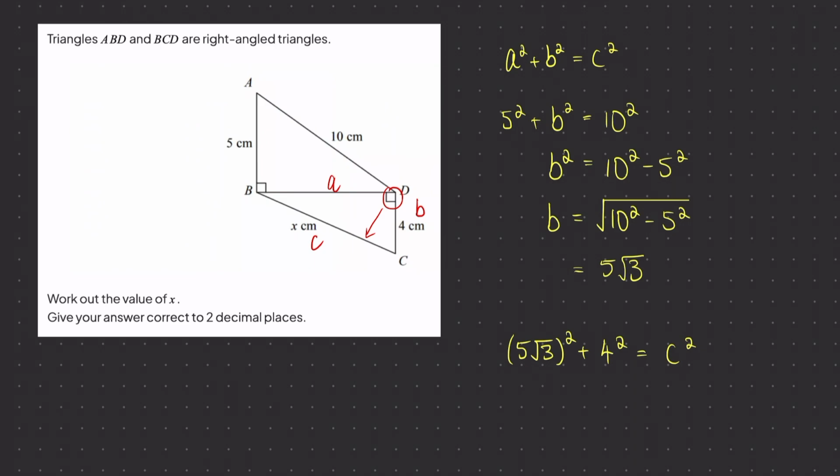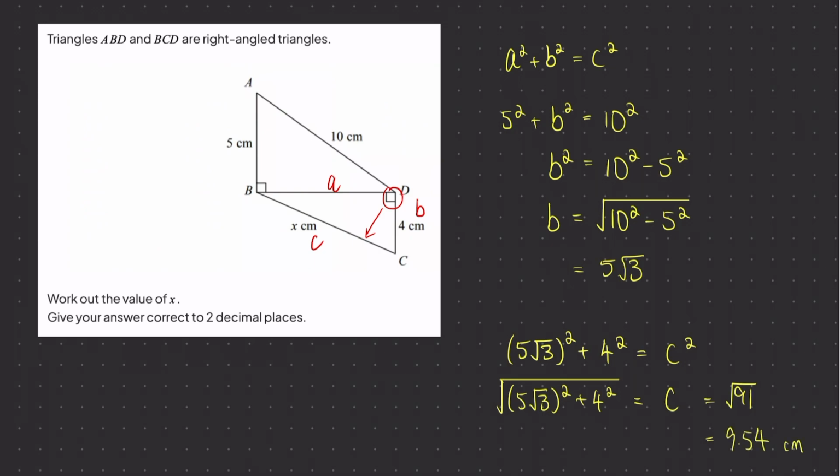I can square root both sides of this equation now, and I work out C to be the square root of 91. And if I wanted that as a decimal, that would be 9.54 to 2 decimal places.